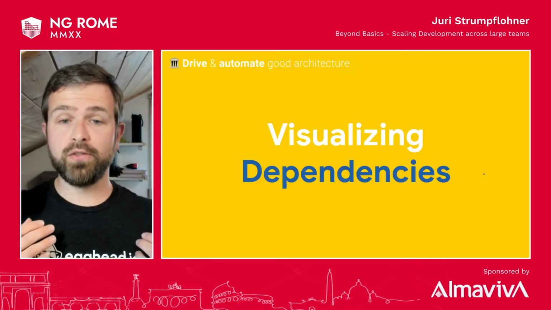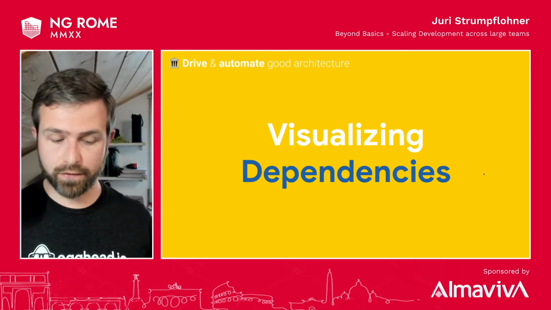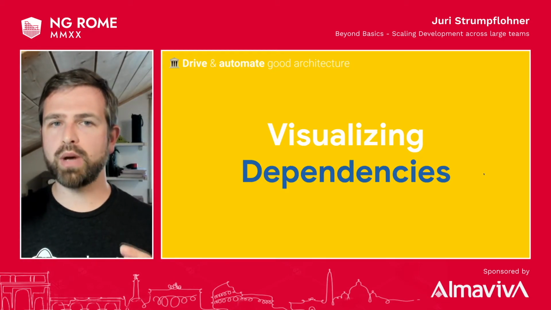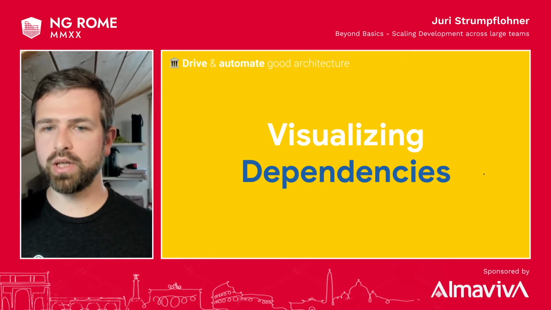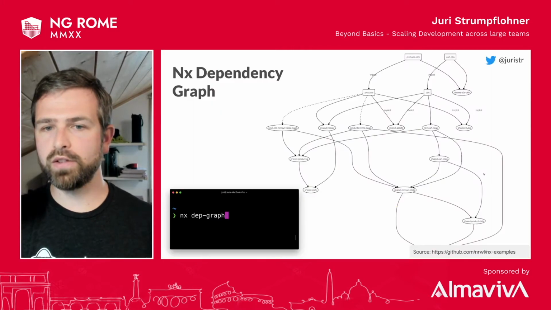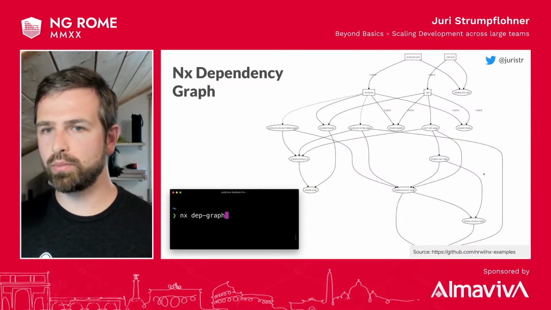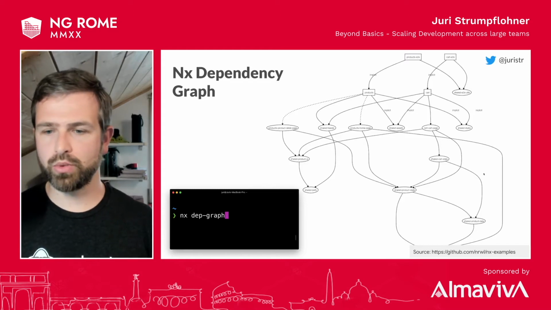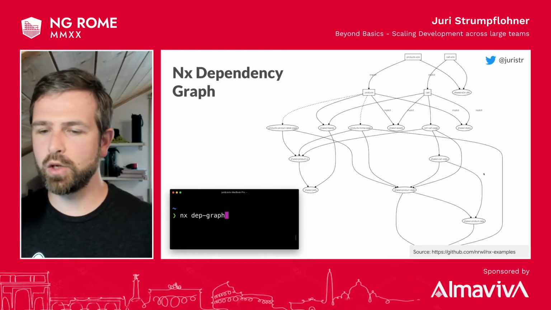Another part is visualizing dependencies, especially if you start small and then the thing grows. Different teams might work at the same time on a project or in that monorepo. What is really powerful is that you can visualize the whole project. In this case, this is an example of a real project which we use. You can see the link at the very bottom here.